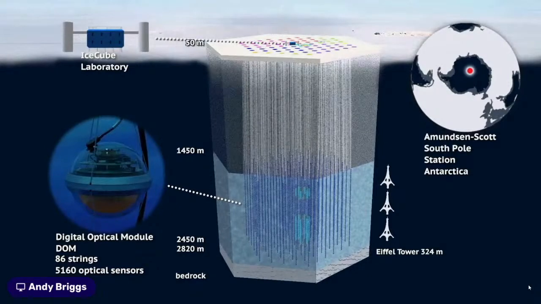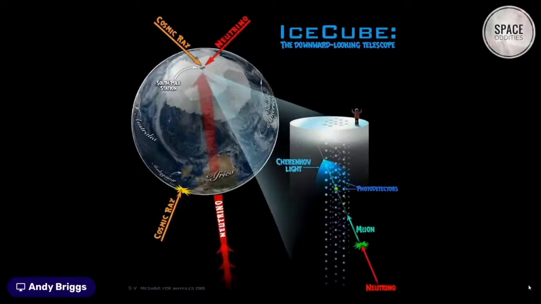Now, the detector is not just useful for detecting neutrinos, it's also useful for detecting cosmic rays. And here we have a graphic showing you IceCube, the downward-looking telescope, because these neutrinos have passed through the Earth before coming out of the ground at the South Pole. But the detector is also useful for looking at cosmic rays. And as cosmic rays hit the atmosphere, they decay into particles called muons, which pass through the detector.